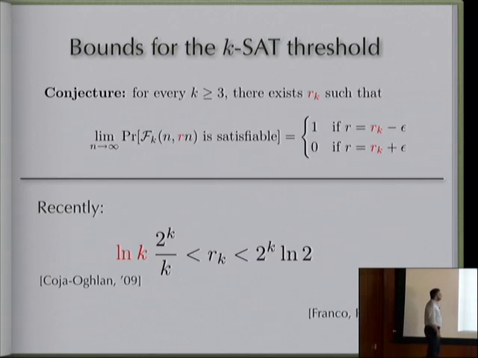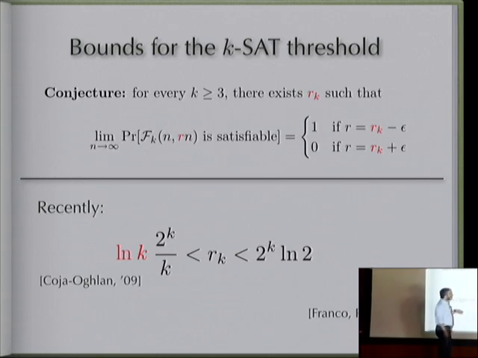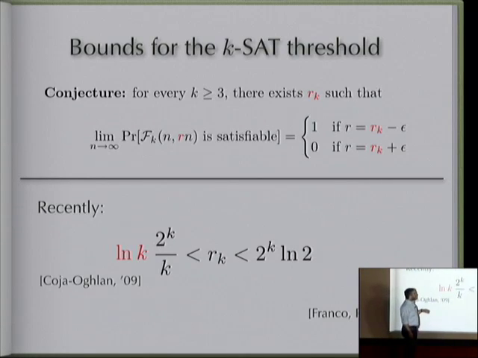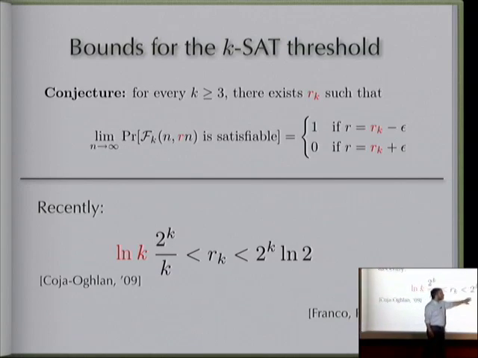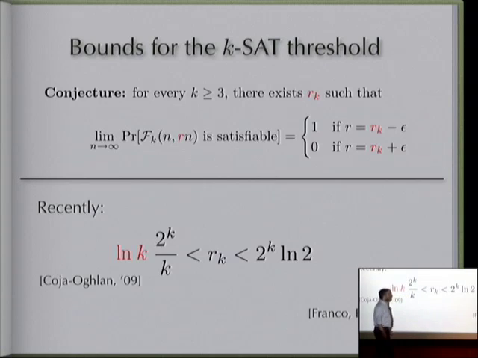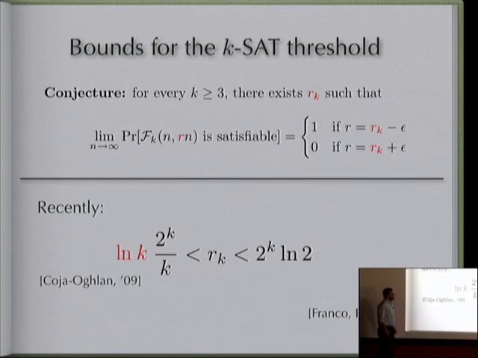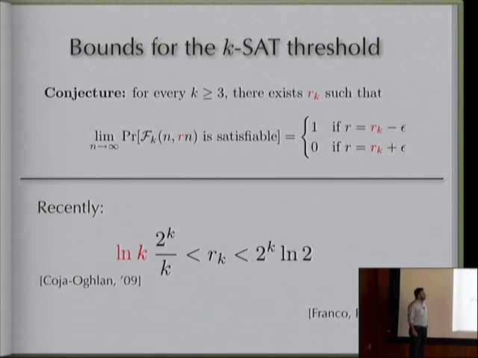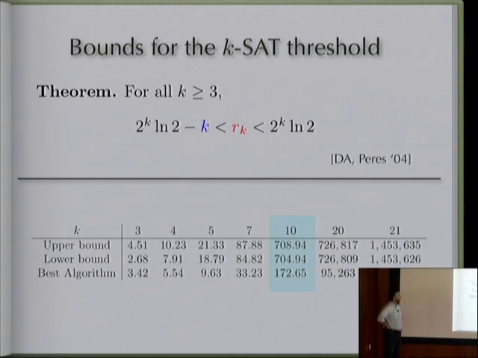So basically, we know how to find solutions in random k-CNF formulas for densities up to this. We know that solutions do not exist for densities higher than that. And in between, for a while at least, we didn't know what was going on. Whether solutions exist and algorithms can't find them, or it's the upper bound that's the problem. So by now, we know that actually solutions exist almost all the way to the upper bound.